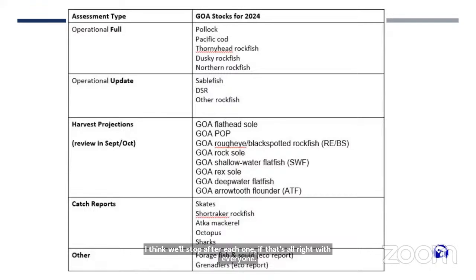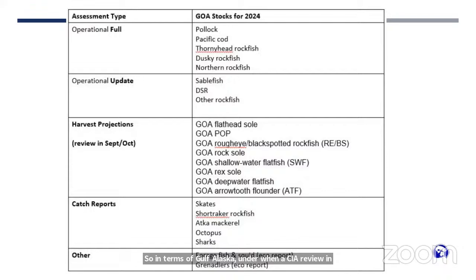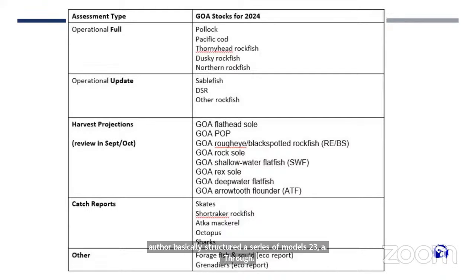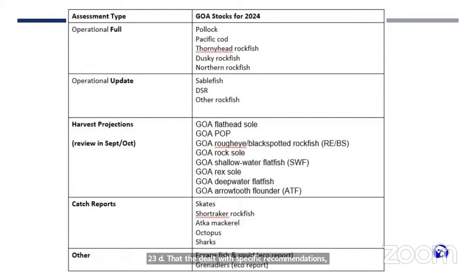So in terms of Gulf of Alaska Pollock, it underwent a CIE review in May 2024, and I think we should highlight our appreciation to the author for their efforts to explore and address the recommendations that came out of that review. The author basically structured a series of models, 23A through 23D, that dealt with specific recommendations, things like updating the survey index CVs and input age composition sample sizes to better reflect interannual variation. We talked a lot about incorporation of this formal link between winter Shelikof survey catchability and the proportion mature.